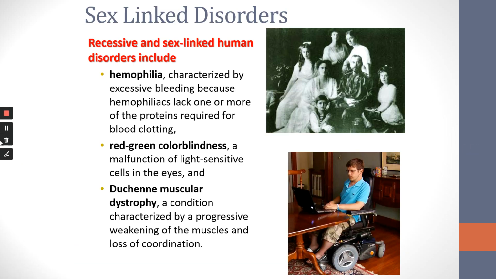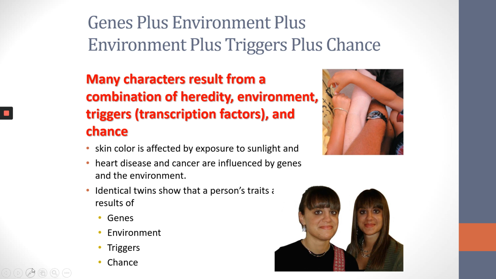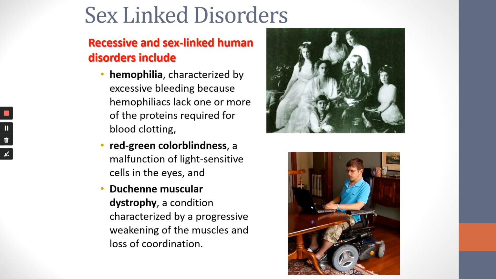Continuing on. In terms of sex-linked disorders, going back once again to hemophilia, colorblindness, and Duchenne muscular dystrophy, we've actually seen this now in history. So this right here is Tsar Nicholas II of Russia, in the early 1900s. He was basically the leader of Russia. His son, Alexei, circled here, had hemophilia.